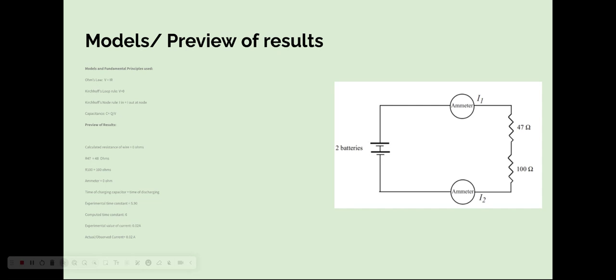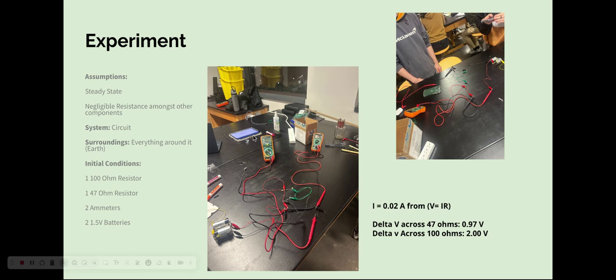And this was our circuit, the model. We have 2 batteries and 2 ammeters, a 47 ohm resistor and a 100 ohm resistor. So here is the experiment. That's a picture of the experiment that we did. The assumptions we had were that it is in a steady state, with negligible resistance among other components. The system is the circuit, the surroundings is everything around it. The initial conditions are the 100 ohm resistor, 47 ohm resistor, and things I talked about before.